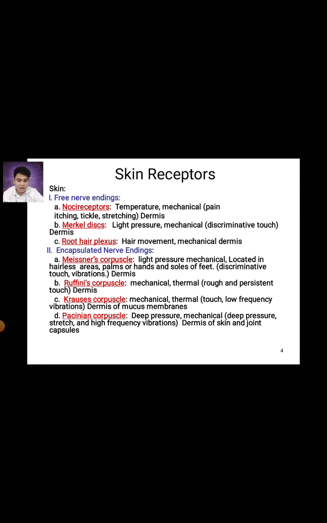So let's go to the second part, the encapsulated nerve endings, which is A, Meissner's corpuscle. Light pressure mechanical located in hairless areas like palms, hand, and soles of feet. And it is called the discriminative touch and vibrations. Letter B is the Ruffini corpuscle. Mechanical thermal, like rough and persistent touch. Makikita natin like kapag rough po yung palm nyo, di ba?